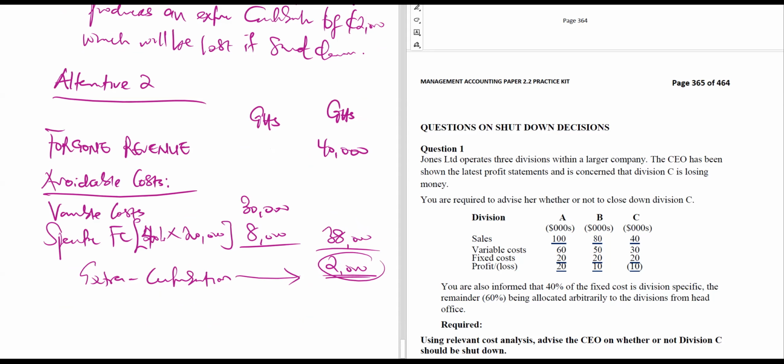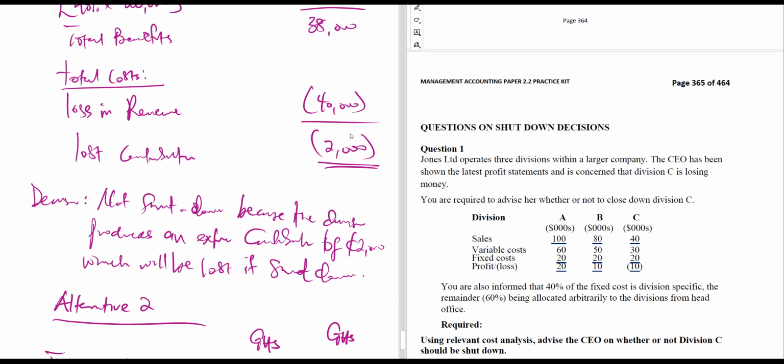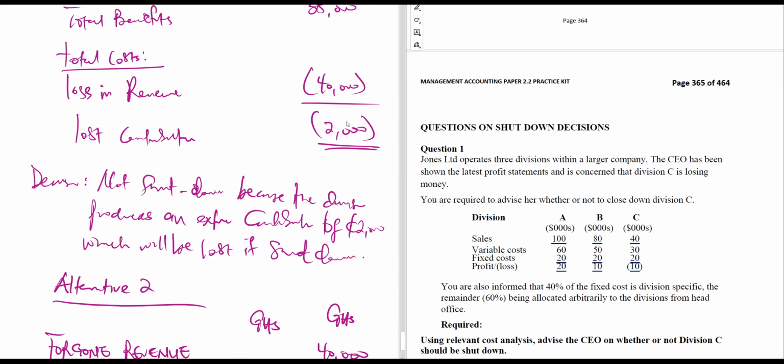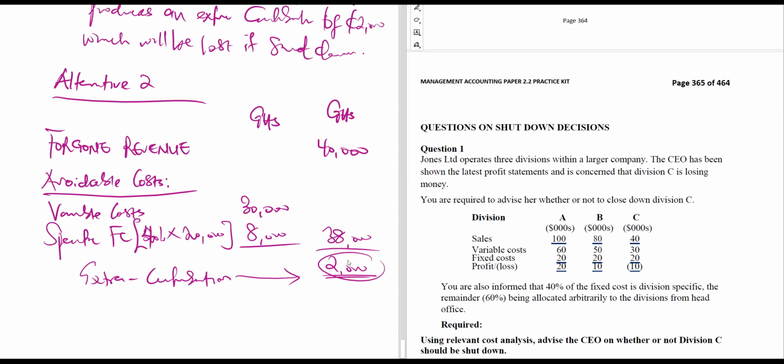But this is why I started from the top. That's why I said compare what you would have lost and what you would have gained. This is what you would have gained if you were operating the division, and this is what you would have lost if you shut down the division. It's the same. So you lose 2,000 if you shut it down, and you gain 2,000 if you kept operating it. Is it not still the same? Yes, sir, it's still the same. Extra contribution, which would have been lost if you shut it down.